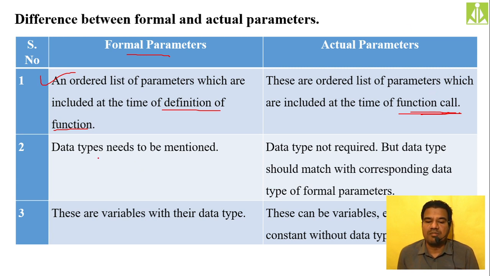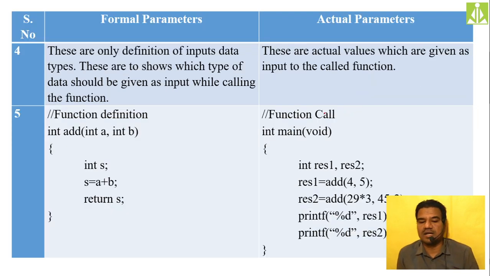Data type needs to be mentioned for formal parameters, but for actual parameters it must not be mentioned. It is not required. These are variables with their data types, and these are variables without their data types. There are only definitions of input data types. We are only specifying the definitions.